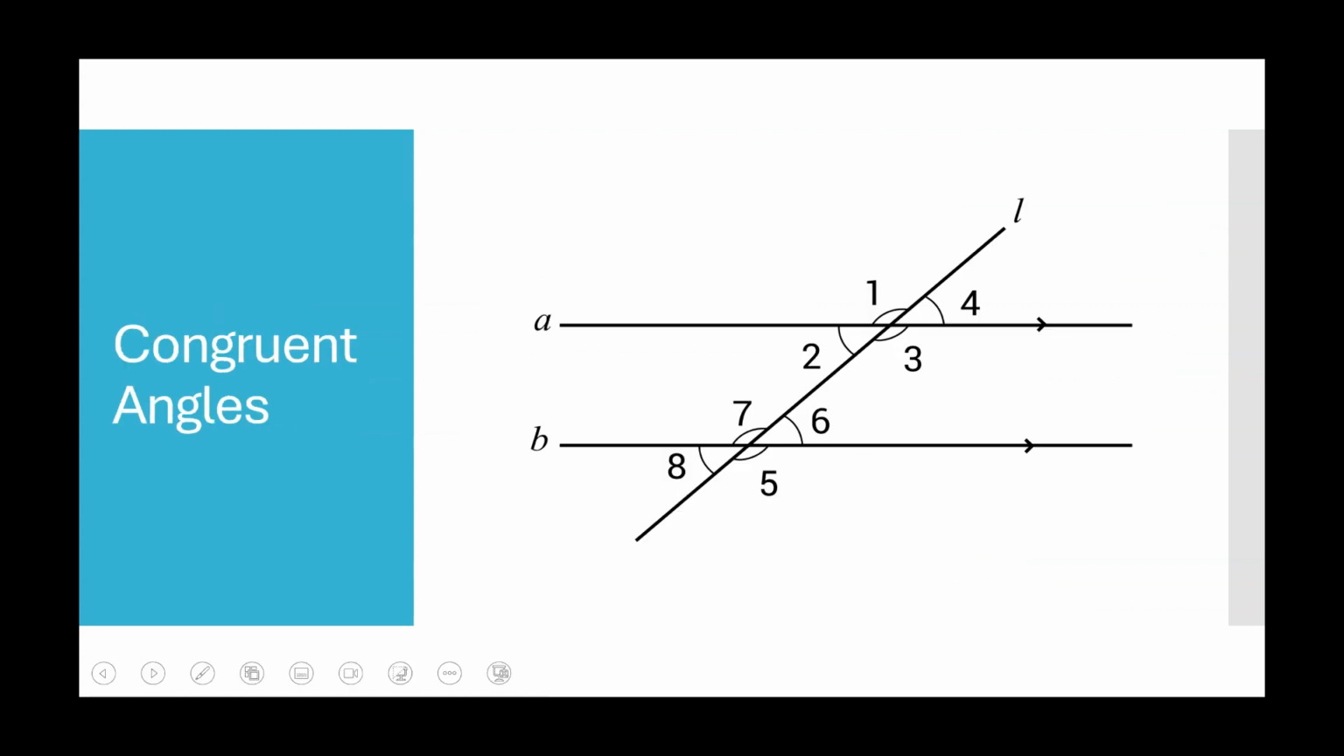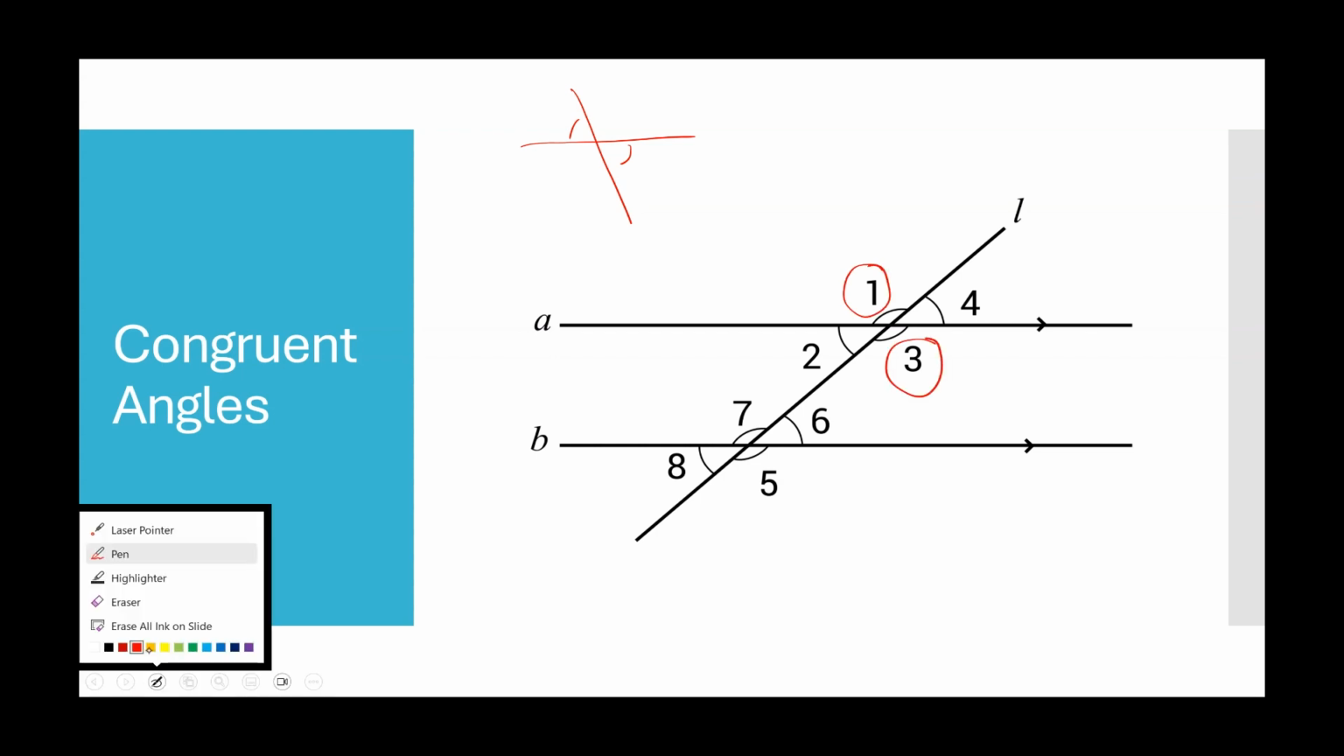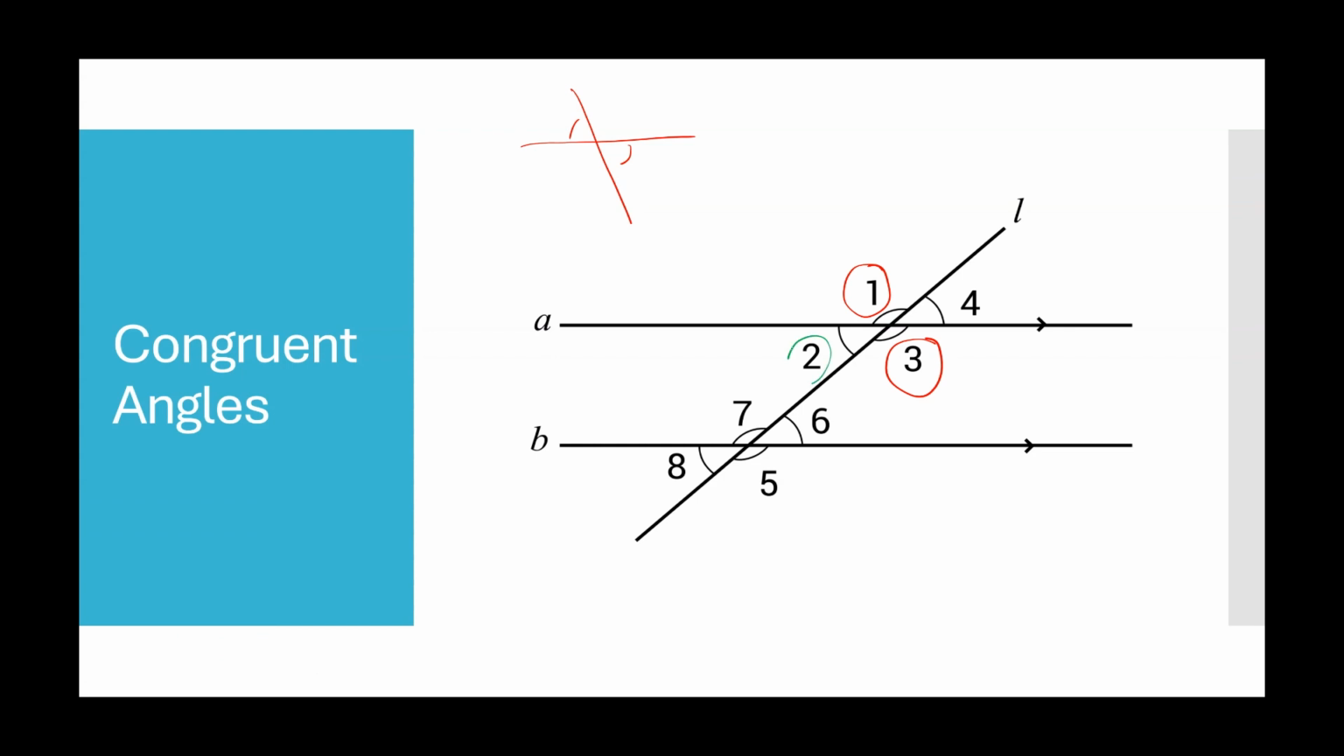So congruent angles, congruent means they're exactly equal to each other. If you have angles that are across from each other on 2 straight lines, these are always congruent to each other. They're called vertical angles. They're always congruent to each other. So we'll notice here that 1 and 3 are congruent to each other. They're equal. They have the same measure. And 2 and 4 are equal to each other.